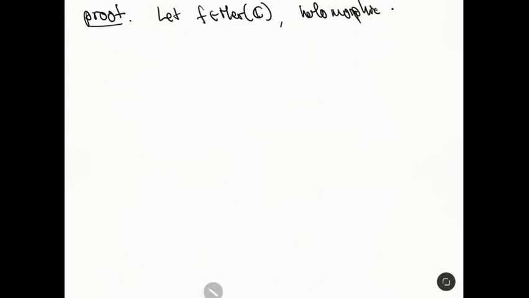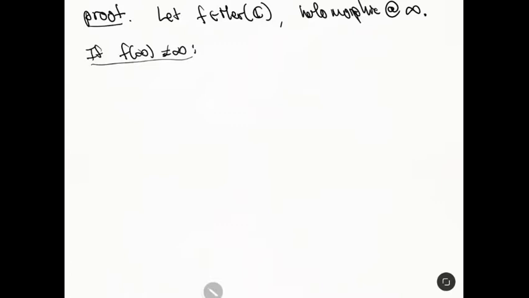Okay, so here's the proof, and we're going to do it in two cases. So let's start with f, which is a meromorphic function on C, and let's say it's holomorphic at infinity. So if f of infinity is not equal to infinity, okay, this is the first case, and then we'll do the other case where it's equal to infinity.